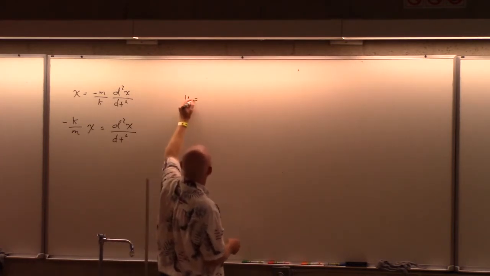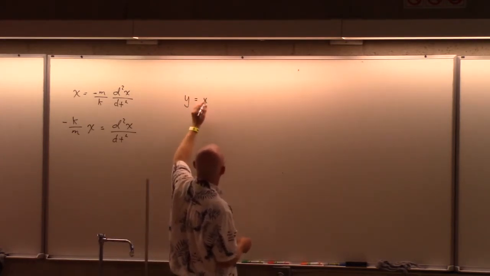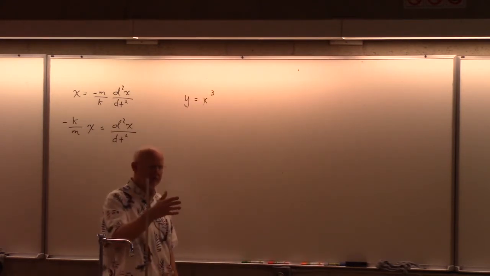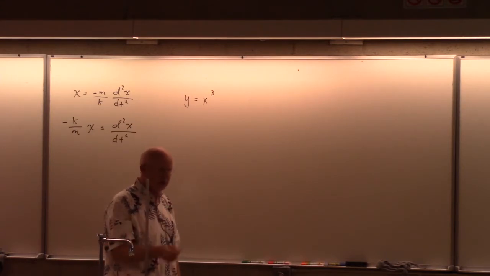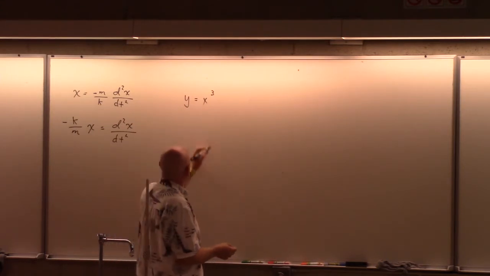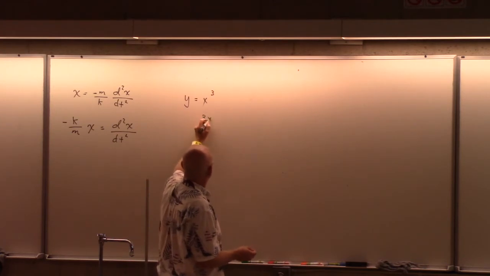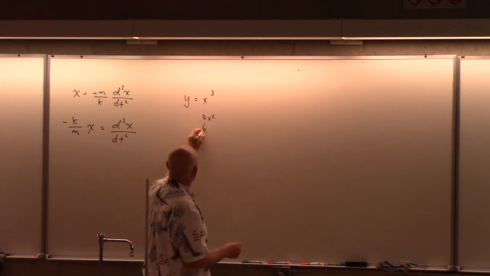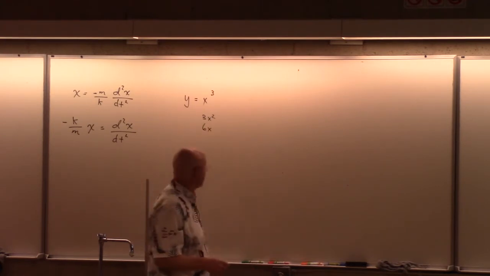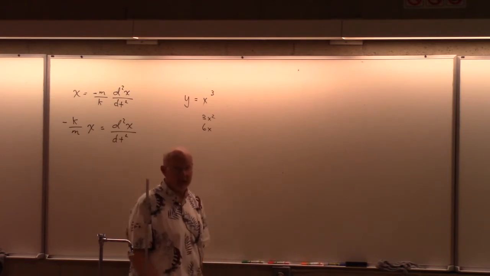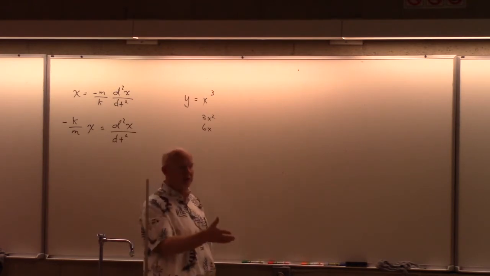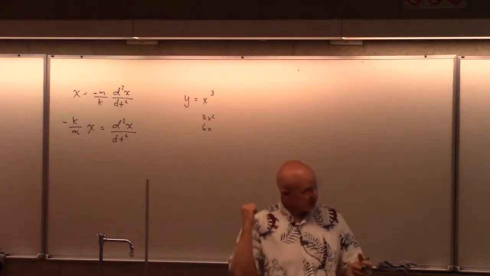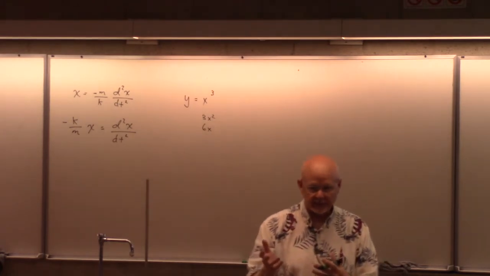I mean, if I had y equals x to the power of 3, what would I get if I took its derivative twice? Well, the first time I would get 3x squared. The next time, I would get a 6x. That is not the same thing. That is not an x cubed. In fact, anything raised to a power, each time you lower it by 1. So there's no way the answer to this equation can be x raised to any power. Right? Impossible.